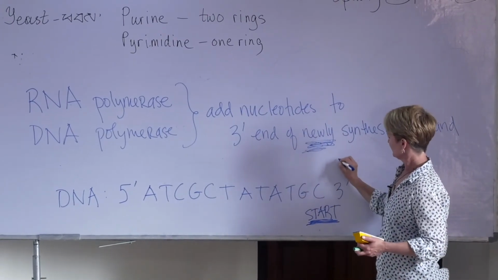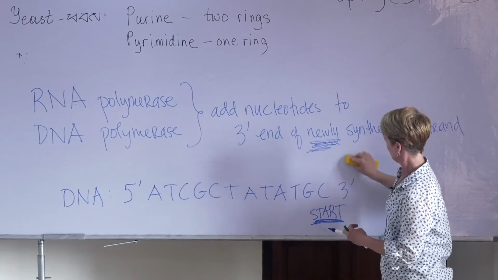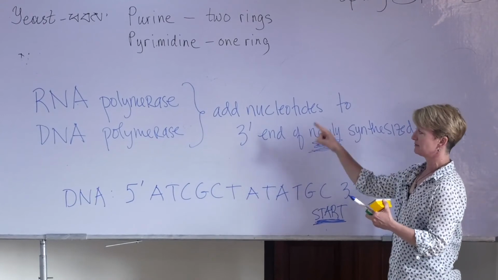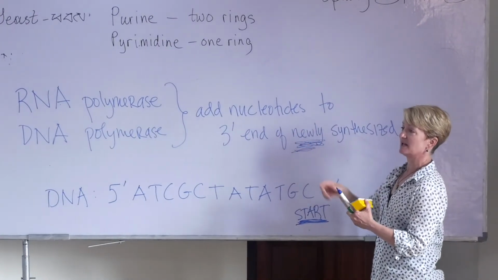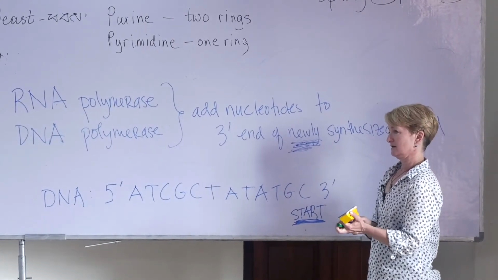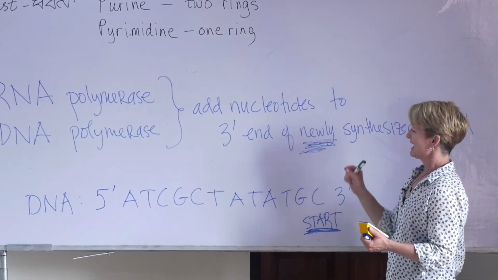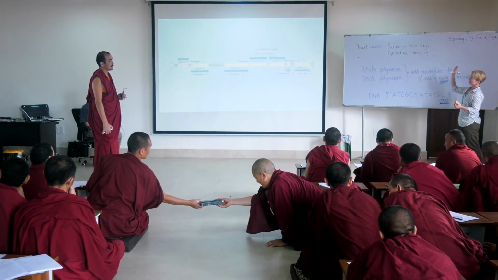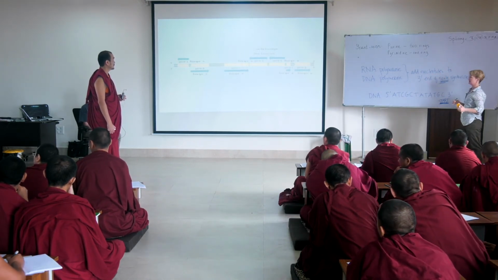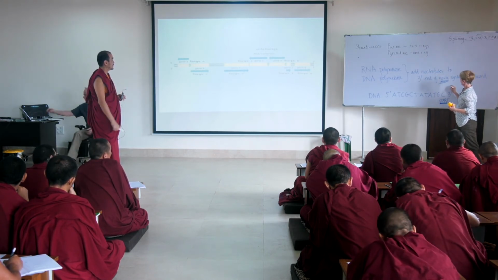Let me do a different color. But when you synthesize DNA, you go from 5' to 3', right? RNA polymerase and DNA polymerase behave the same that way. Yep. So DNA polymerase synthesizes new DNA from 3' to 5'? Adding to the 3' end. So it starts, and you've got the 5' end, and then it adds to the 3' end.